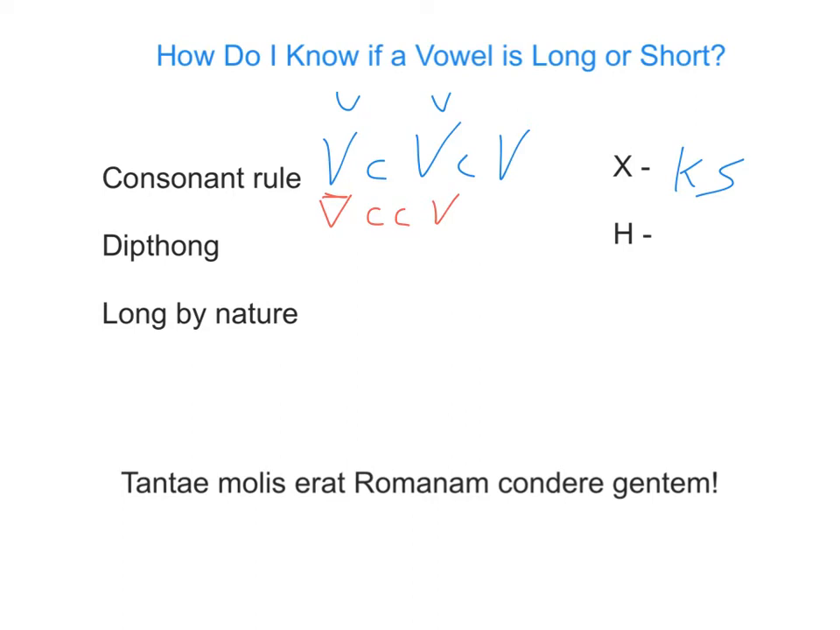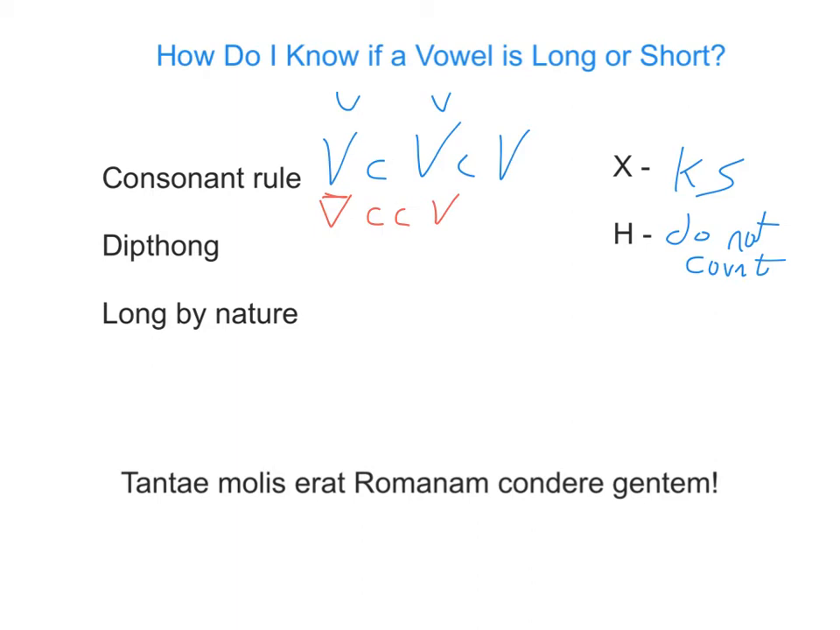H's do not count. They don't make a sound, they just have a puff of air. So don't count H's when you're doing scansion. It is not a consonant. It doesn't sound like anything. Anyway, those are the weird ones. The consonant rule is very important, so try to follow along when we do the example. What I'm saying about the consonants is very true.